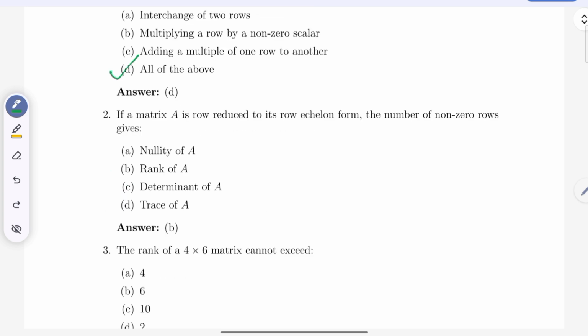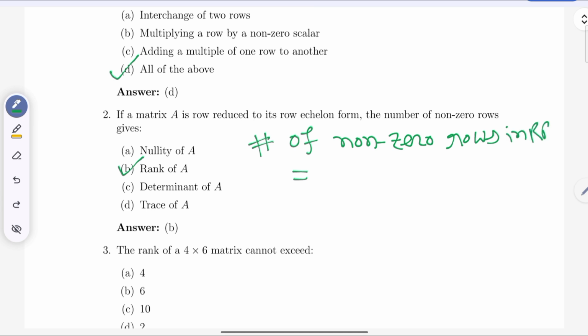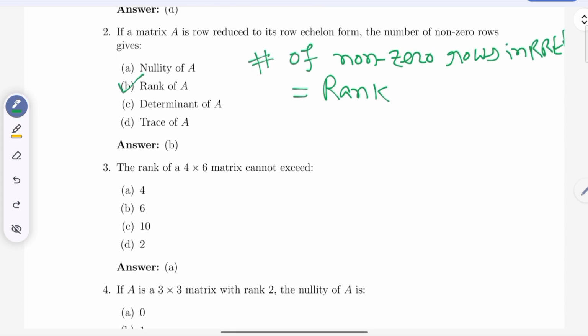If a matrix A is row reduced to its row echelon form, then the number of non-zero rows, you all know that the number of non-zero rows in a row reduced echelon form matrix is equal to the rank of that given matrix. So option B is correct. Now let us move to the next question.